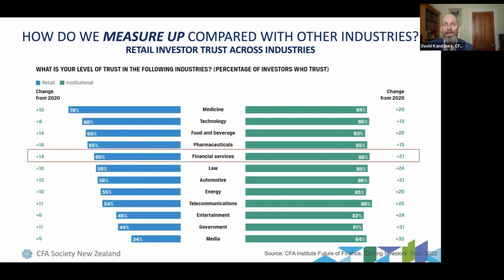It is surprising that law didn't rate quite as highly as financial services, but it's entertaining to see the media and entertainment and the government sitting at the bottom of that chart. What we'd love to do is raise that as highly as possible, because only then can you have a decent functioning relationship with clients and investors.